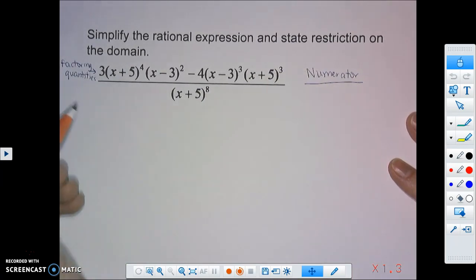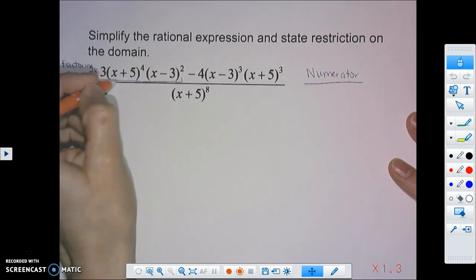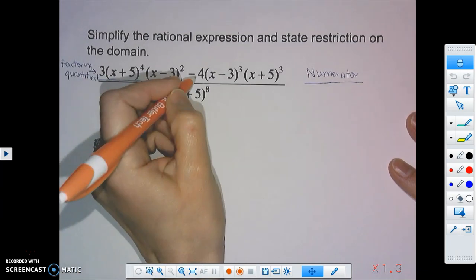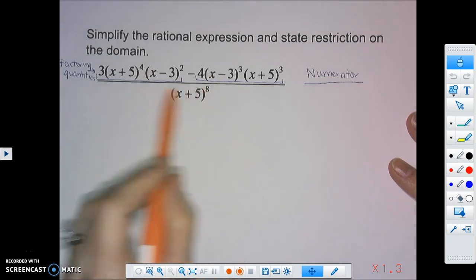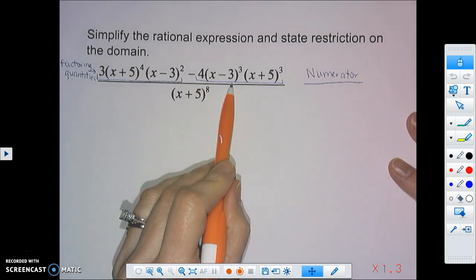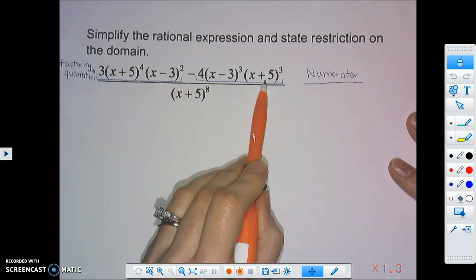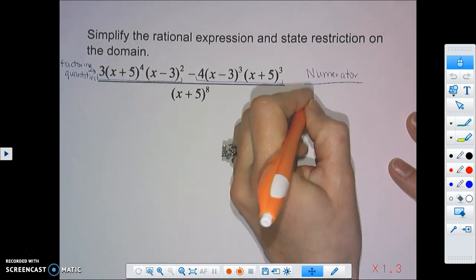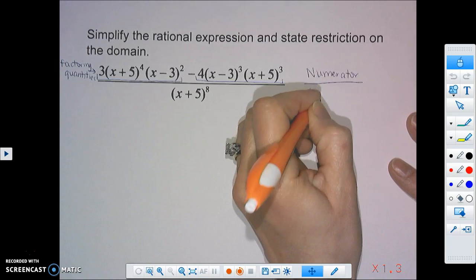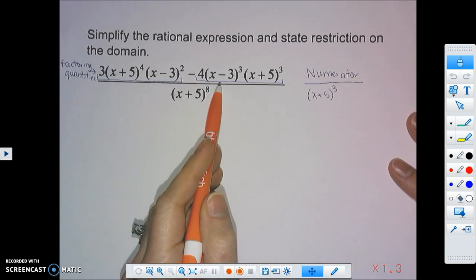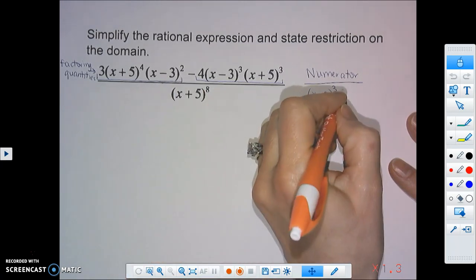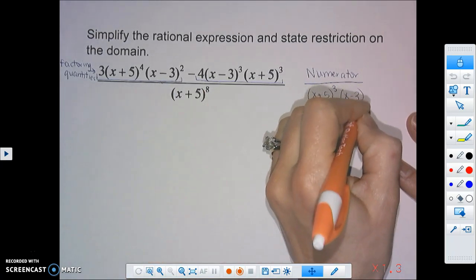So looking at this, there's only 2 terms in this numerator. That is all one term, and this is a second term. And remember, terms are separated by addition or subtraction signs outside of parentheses. So if we're comparing these 2 terms, we notice that they both have x plus 5 to the third. We are able to take x plus 5, 3 of those out. And looking at the x minus 3's, we have 2 of those that we could take out.